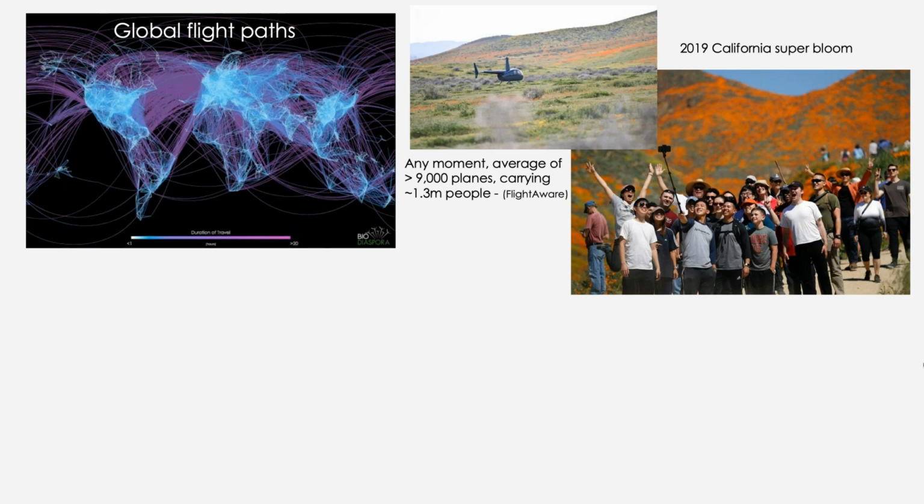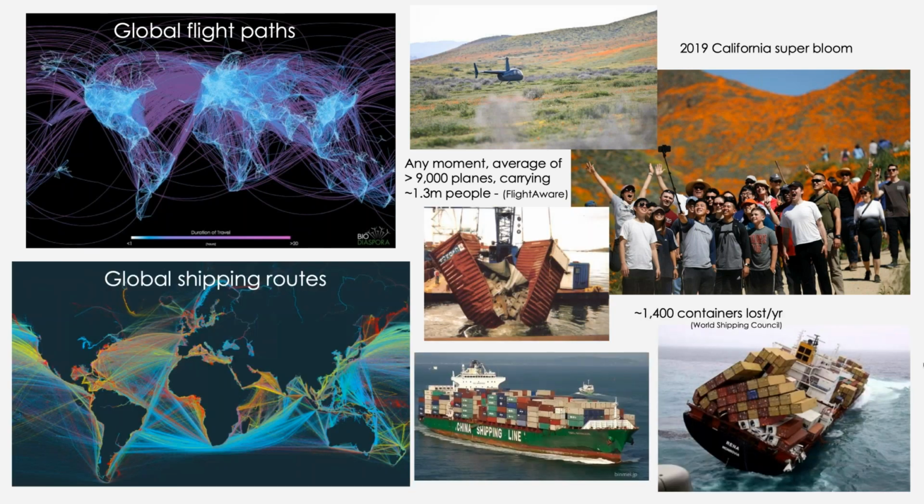And at the same time, we're moving goods around the world like never before, with shipping containers and large ships, among other methods. And the World Shipping Council reports that we're losing 1,400 of these containers a year. And at the same time, in addition to accidental introductions due to global travel and trade, there's also the intentional movement of species for horticulture and agriculture and other purposes.